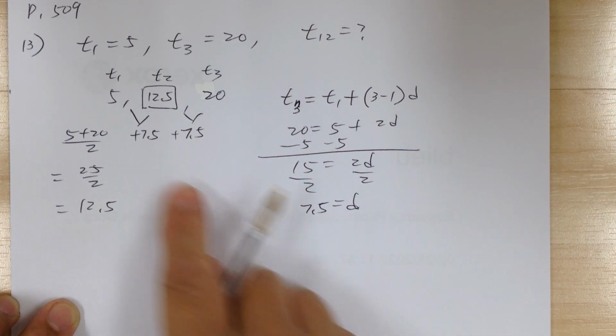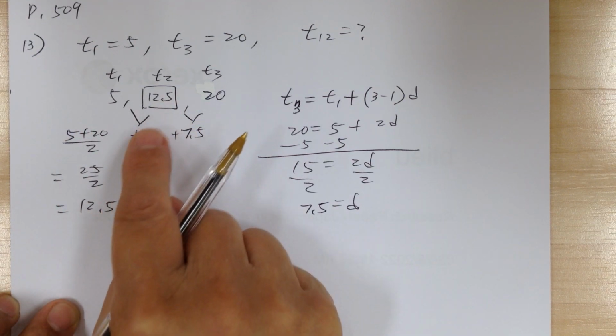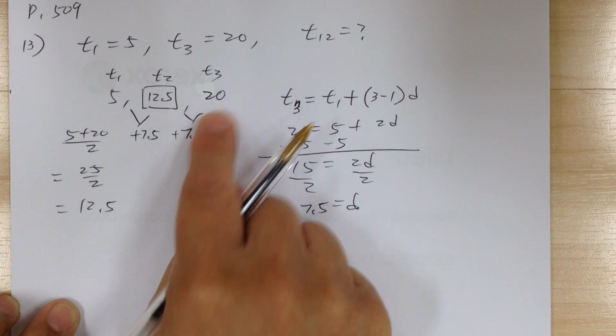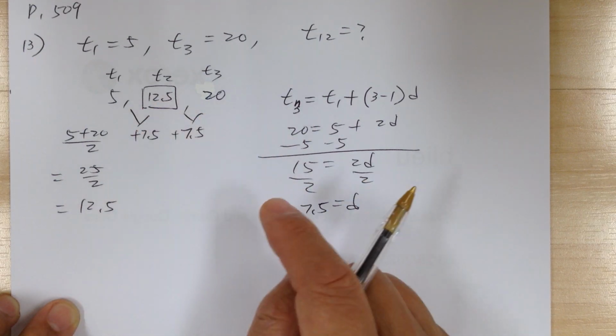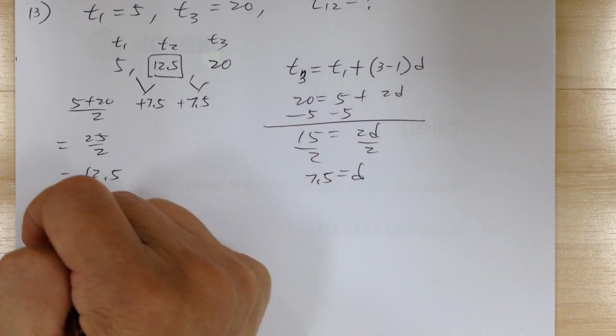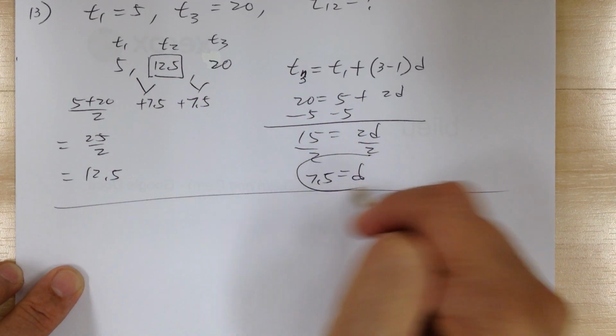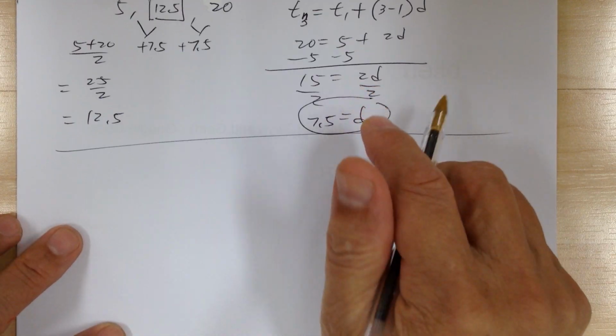So 7.5, again, that's your D. So 5 plus 7.5 gives you 12.5, right? 12.5 plus 7.5 gets 20. So you can do either way to get that. But again, if it's a middle number, it's faster if you just do this rather than that. Now once you find your D, then you can use your formula, right?